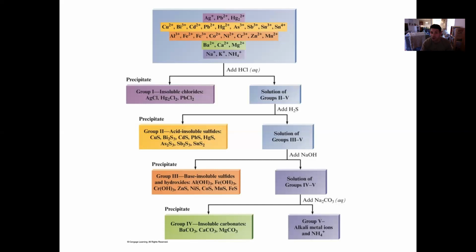Now, again, if we still have no precipitate at this point, we have crossed all of these off. This is like the chemist's version of Guess Who.